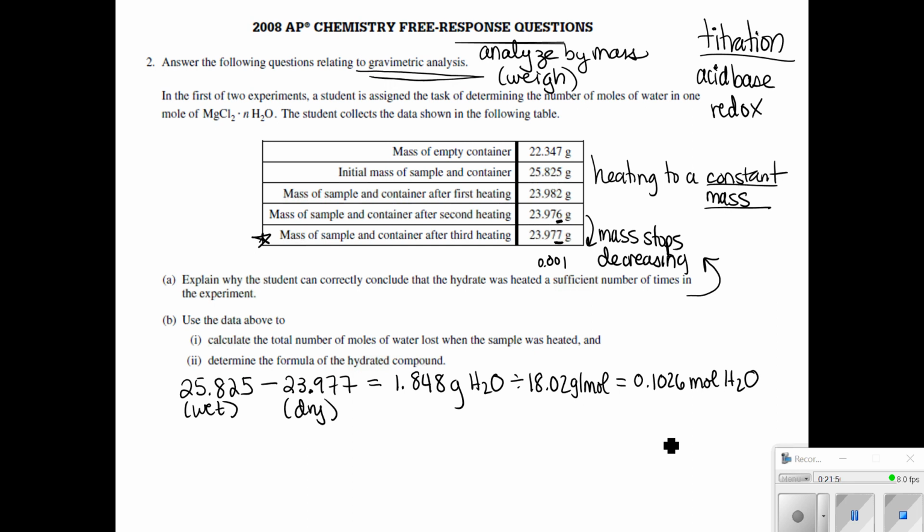And then we want to determine the formula. So the formula of a hydrate in general looks like this. We've got a certain amount of magnesium chloride and a certain amount of water. So we're trying to figure out what is this value of N here. What's the ratio of magnesium chloride to water in this formula? So we already know the moles of water. So our next step is find the moles of magnesium chloride.